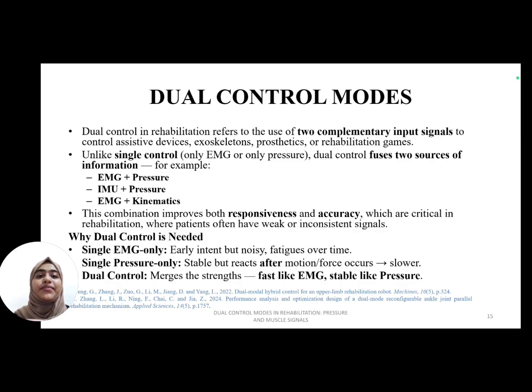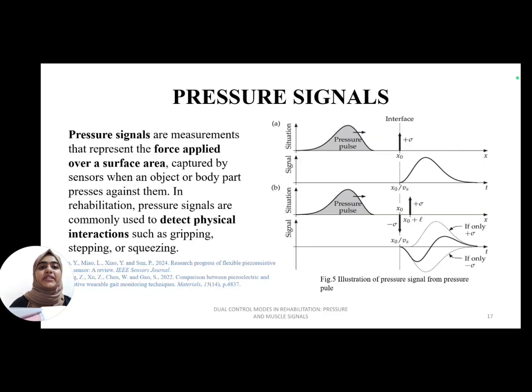So why is dual control needed in rehabilitation technology? With EMG only, it captures early intent, but it is noisy and suffers from fatigue over time. Pressure only is stable but reacts after motion or force occurs, which is also slower. Dual control mode merges the strengths, fast like EMG and stable like pressure.